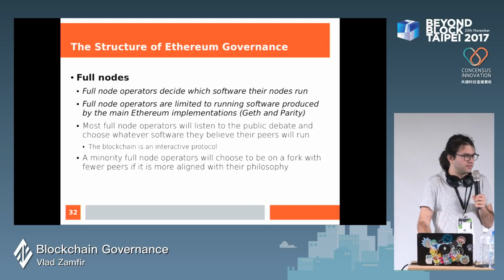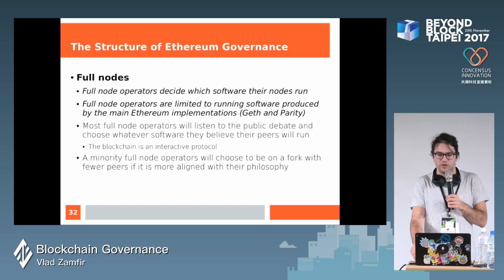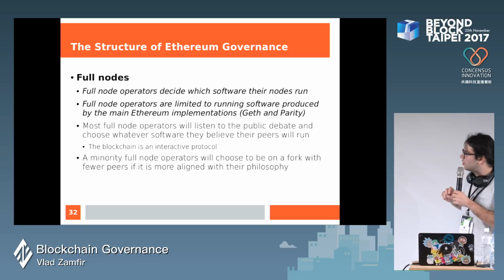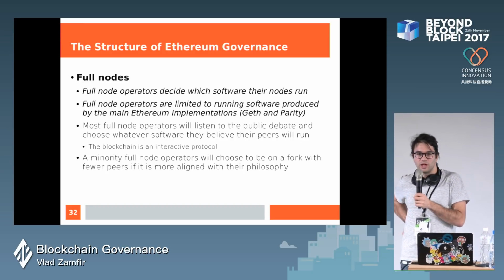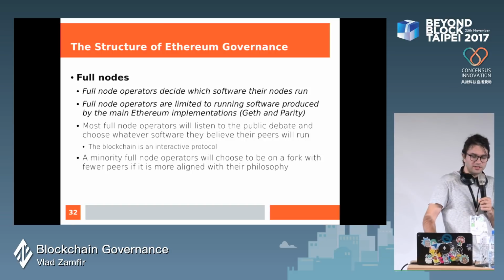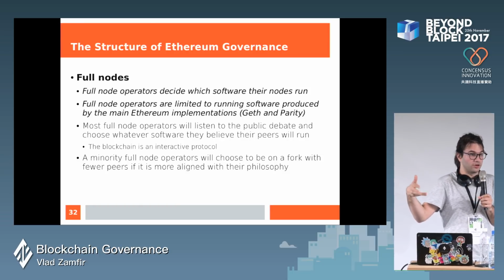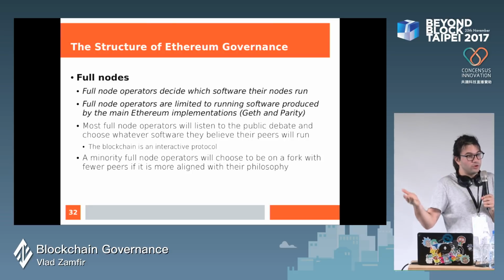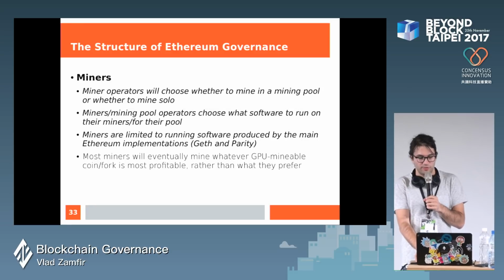Because the blockchain is interactive, it's peer-to-peer software. You want to be with your peers. You listen to where your peers are and you try to install there. But some minority of nodes will be uncompromising, and they're just going to pick whichever fork is more aligned with their philosophy. So what I'm saying is that the full node operators are going to talk to each other and try to hear from the community what fork they're actually on in order to decide what fork to run.